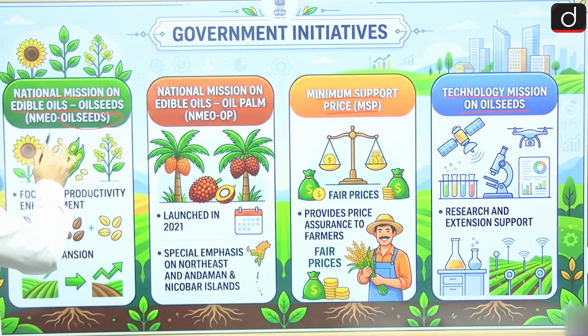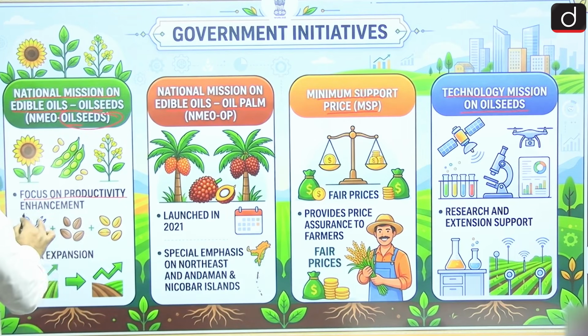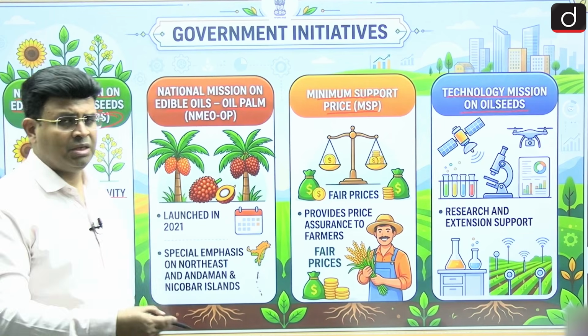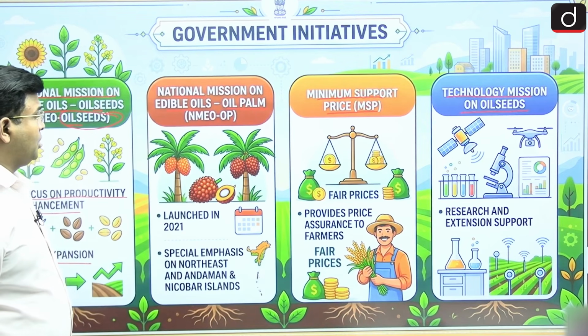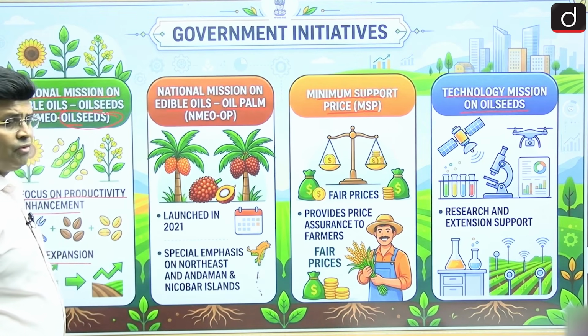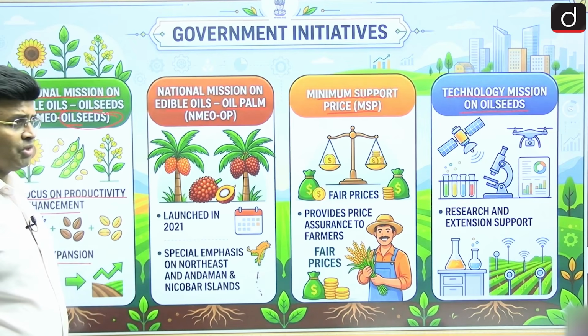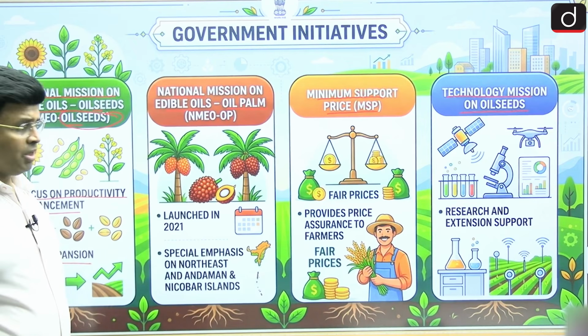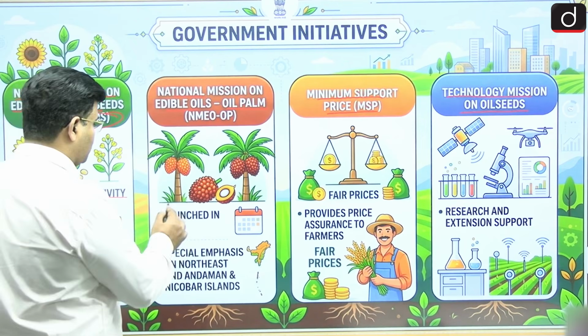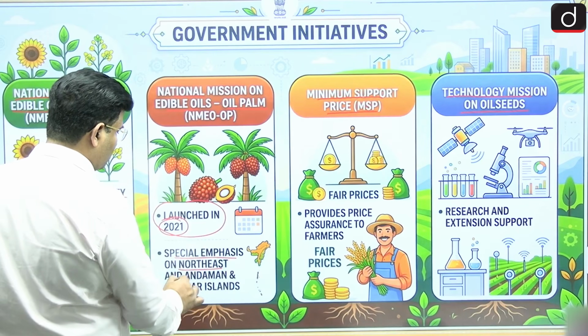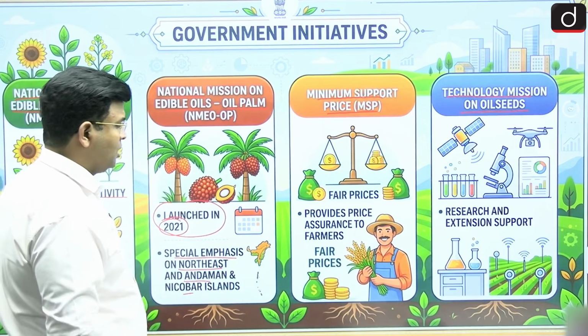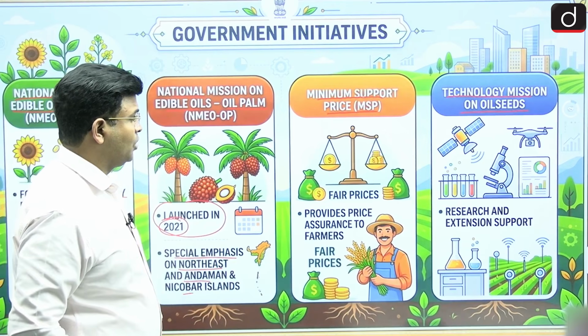The National Mission on Edible Oil, especially oilseeds, focuses on productivity enhancement and area expansion. And we can say the National Mission on Edible Oil for oil palm can be utilized in industrial use also. It was launched in 2021, must remember, with special emphasis on the Northeast and the Andaman and Nicobar Islands. So in the Northeast and the Andaman and Nicobar, it is majorly grown.